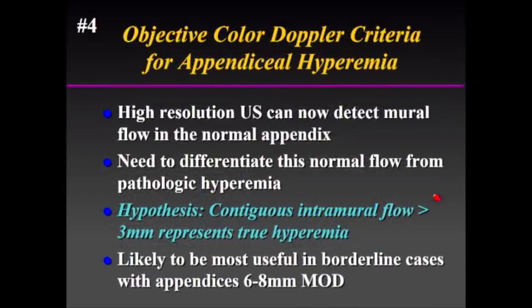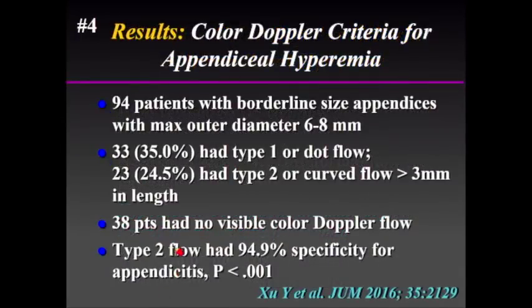So this is what we looked at with our hypothesis. And a study from our group showed that worked pretty well. In fact, dot flow, and we honed in on, again, this borderline category. I mean, if your appendix is 9 millimeters, it's acute appendicitis. Conversely, if it's 5 millimeters, it's normal.